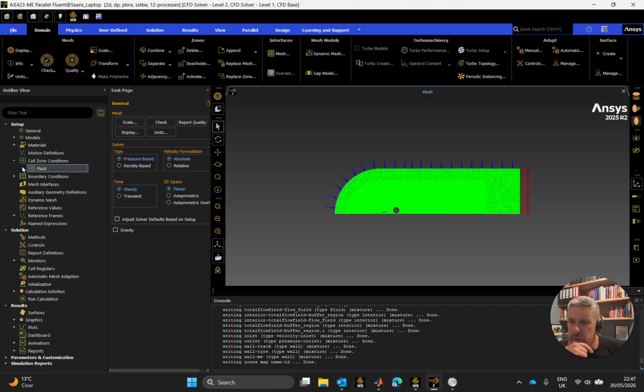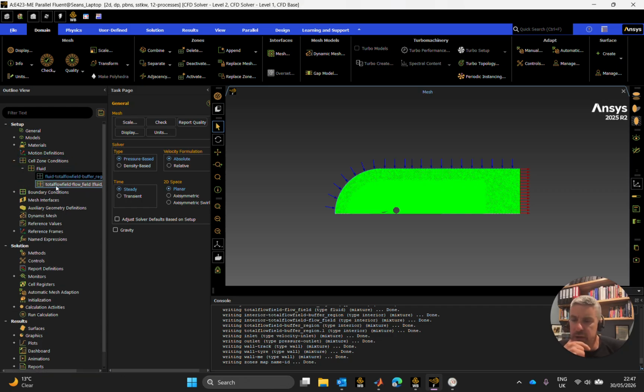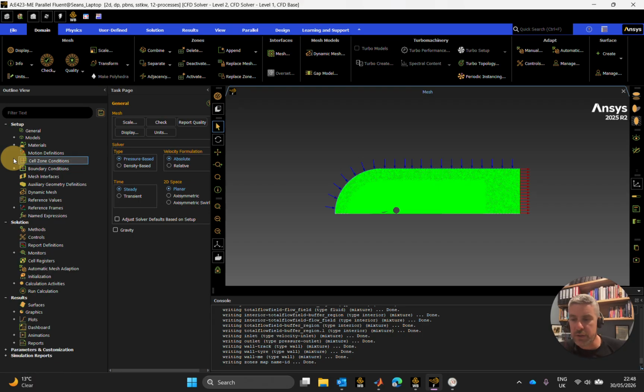Our cell zones, no harm checking. As shown here, I have two cell zones. The reason I have two here is because I have two completely different surfaces. They're joined together as one part to make the meshing a little bit more continuous, or a whole lot more continuous, but I still have two independent surfaces. That's why I have two cell zone conditions in there, but that's fine.